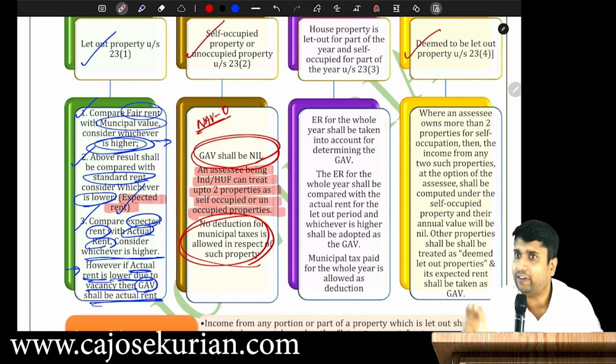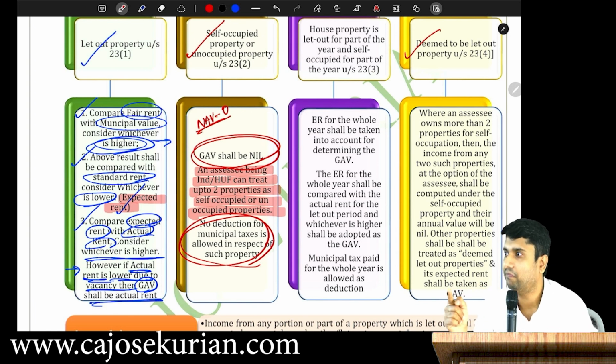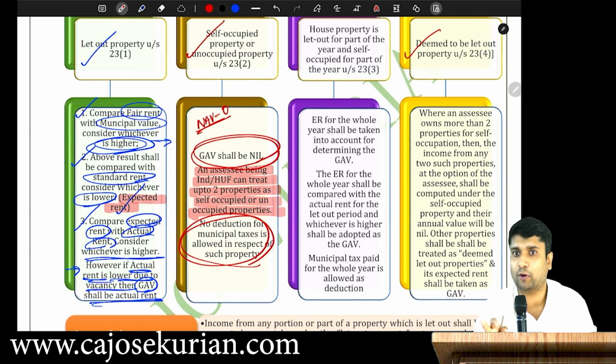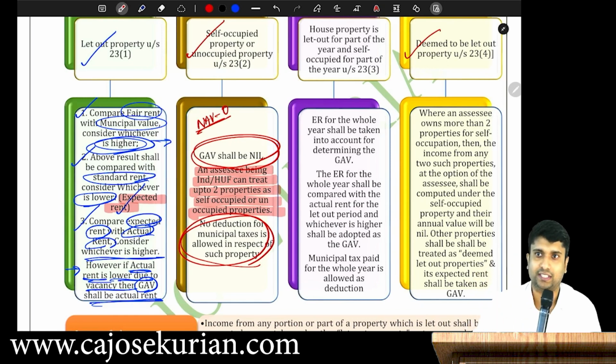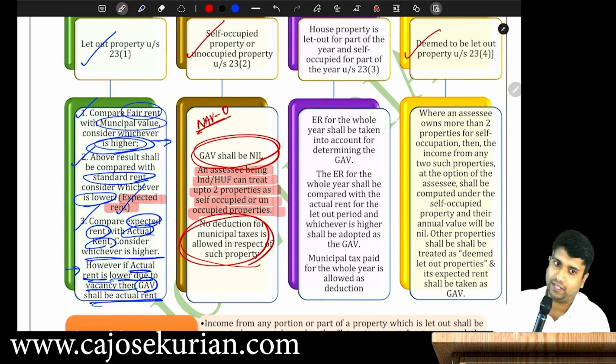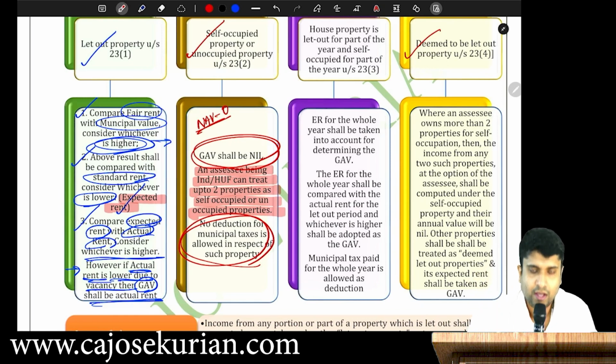Whichever has the lower value has to be the deemed let out property. That you have to check in the exam. We will solve a question like that, with three properties and different permutations and combinations. Are you with me?